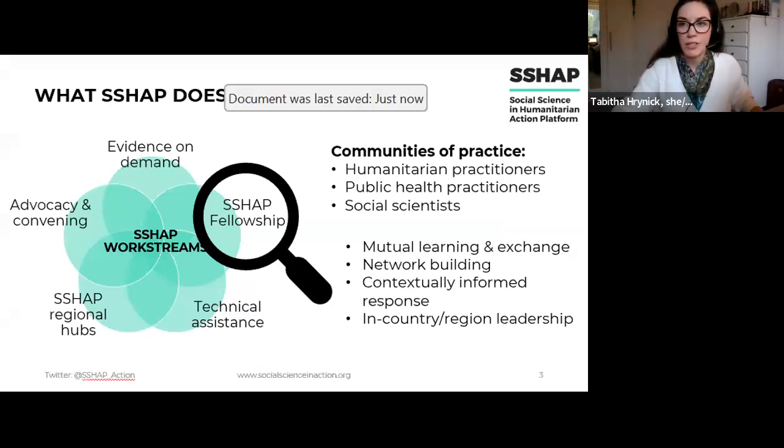But what we're really here to talk about today is our SHAP fellows. A key component of SHAP is our fellowship program, which brings together social science researchers and humanitarian practitioners based in the Global South to come together for mutual learning and exchange and to foster communities of practice which can contribute to contextually informed and effective responses to health and humanitarian emergencies through in-country and in-region leadership.